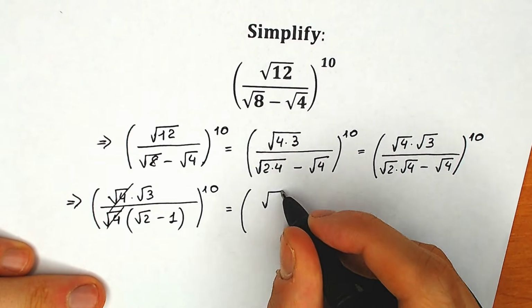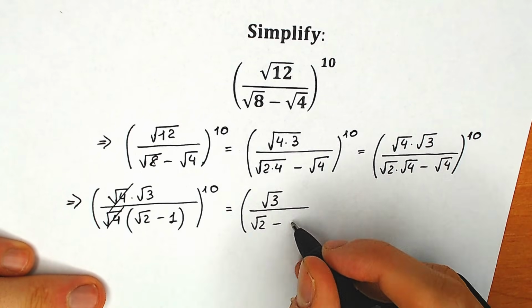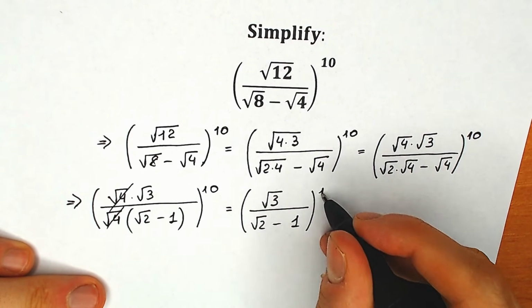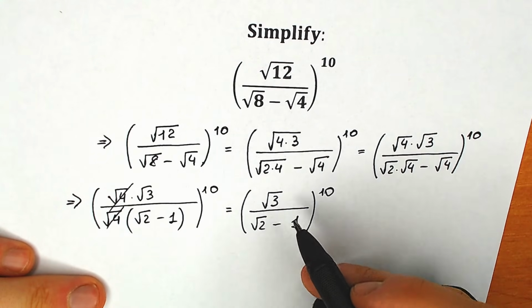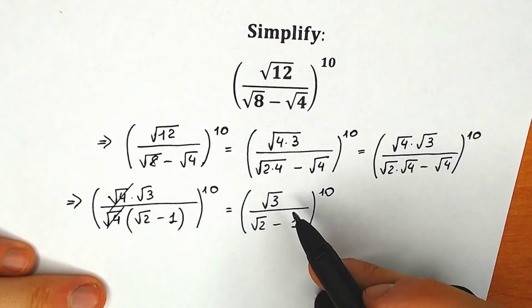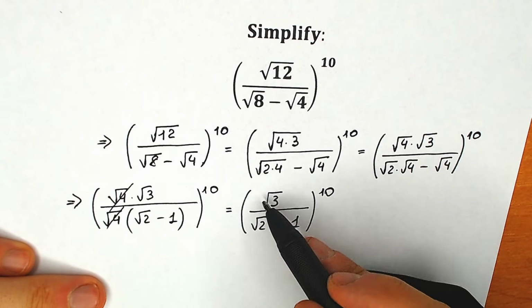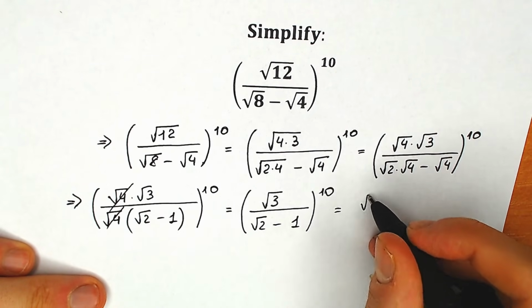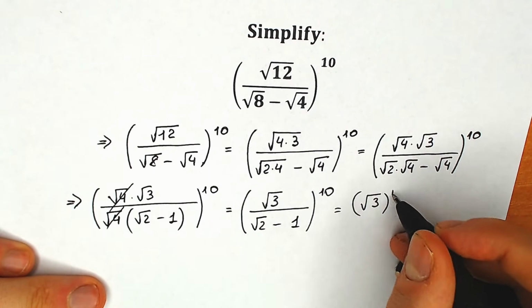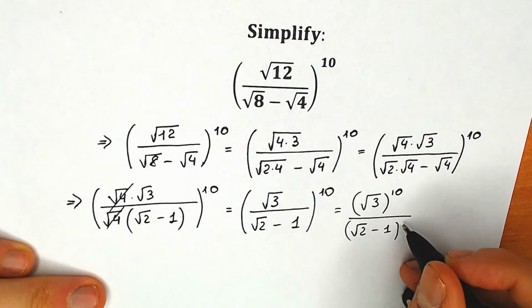As a result, our expression looks like that. We have the square root of 3 in our numerator, and in our denominator we have the square root of 2 minus 1, and we raise this to the power 10. Right now we need to know a really interesting property. Whenever we have an expression with a numerator and denominator, and you raise this to the power n, you need to raise the numerator to the power 10 and the denominator to the power 10. So we have the square root of 3 raised to the power 10, and we raise our denominator, the square root of 2 minus 1, to the power 10 as well.